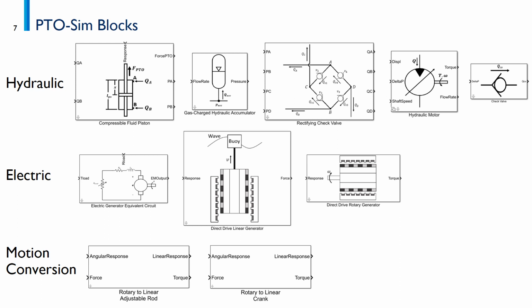So for hydraulic systems, we have a compressible fluid piston block, a gas charge hydraulic accumulator, rectifying check valve, a hydraulic motor, and a regular check valve. For electric systems, we have an equivalent circuit model of an electric generator, a direct drive linear generator and a direct drive rotary generator. And for the motion conversion blocks, we have two blocks. We have the rotary to linear adjustable rod and the rotary to linear crank block. And I'll talk about these blocks with more detail in the next slides.